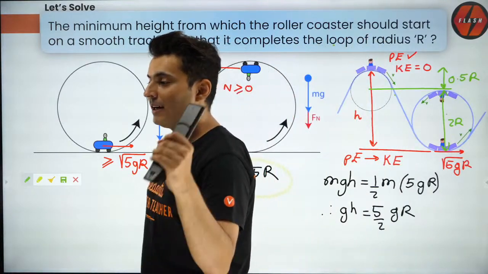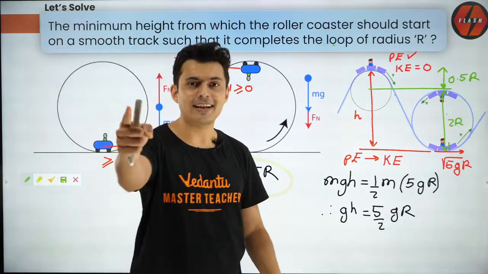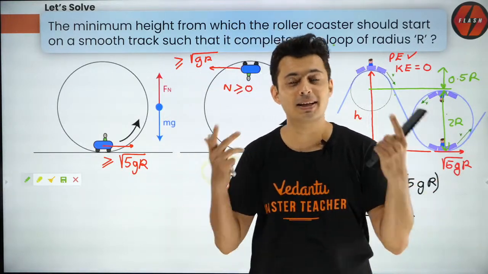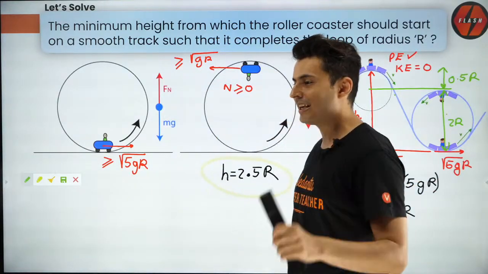Why can't we use kinematic equations? Because acceleration is not constant. Remember, that's the most important condition for using kinematic equations.